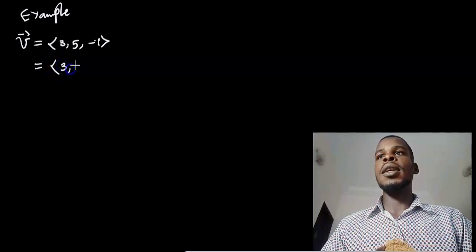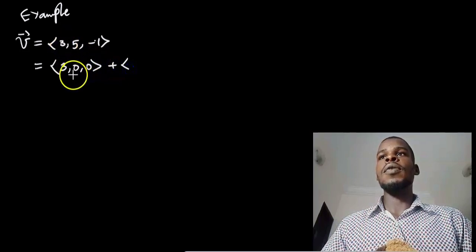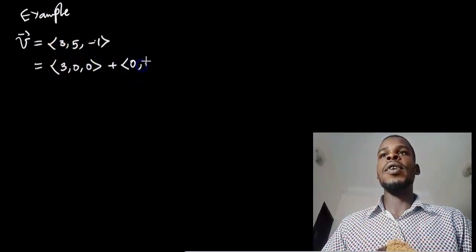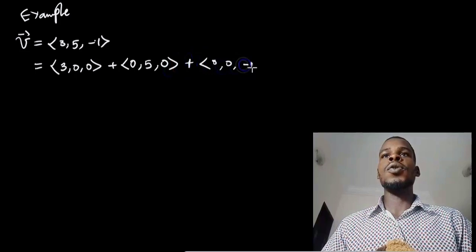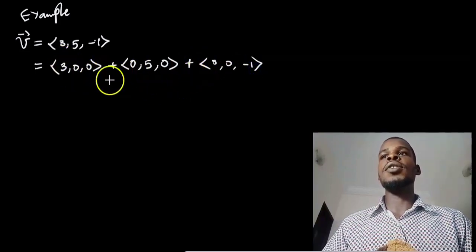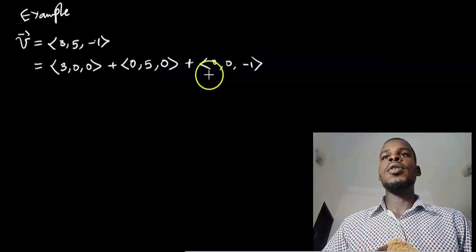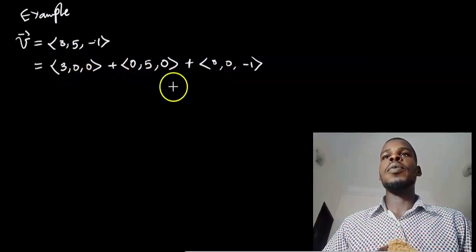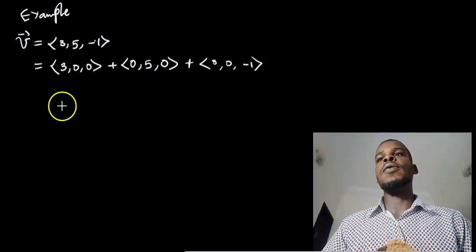I'm going to take 3, 0, 0. We know about addition of vectors. So I'm going to add it with, of course, 3. The position of 3 has been filled up. So we now have only the position of 5 to fill. So we have 5. I'm going to put 0 right here. And then I'm going to add this as 0, 0, and of course, negative 1. So if we add these vectors, given that we're going to add the corresponding entries together, 3 plus 0 plus 0 is 3. 0 plus 5 plus 0 is 5. Then 0 plus 0 plus negative 1 is negative 1.